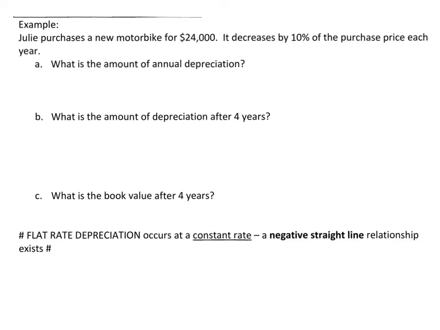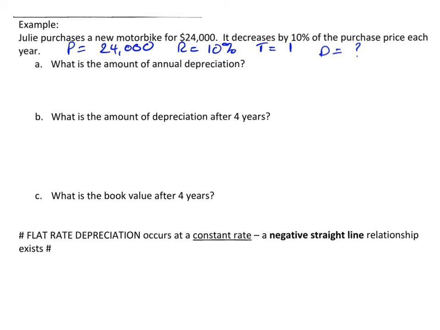So here we can see that the purchase price is $24,000. So writing out everything that you know, the rate that it depreciates by is 10%. And we're talking about each year. So T is equal to 1. All right, so how much does it depreciate annually? That is for 1 year. And what are we looking for here? We are looking for the amount of annual depreciation. So therefore, we are looking for D.